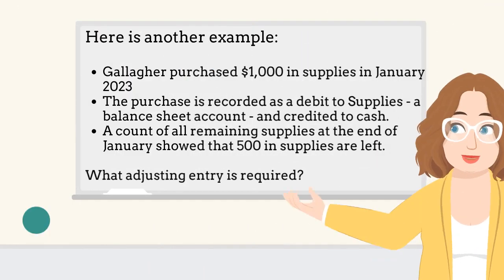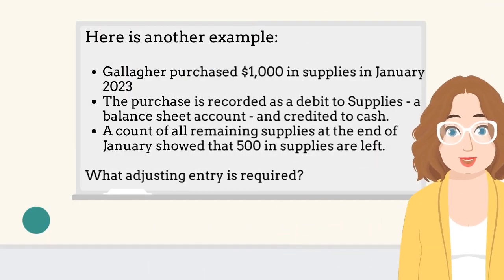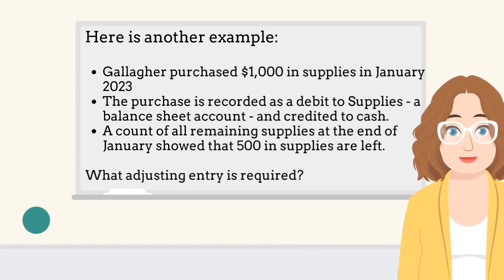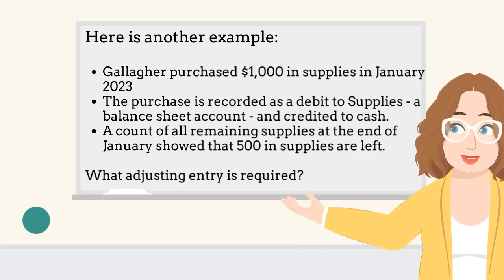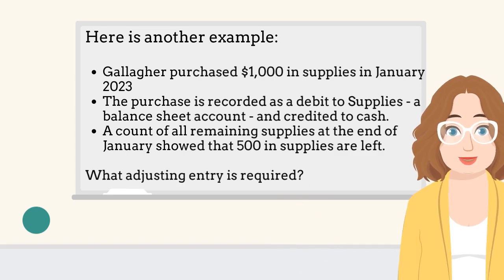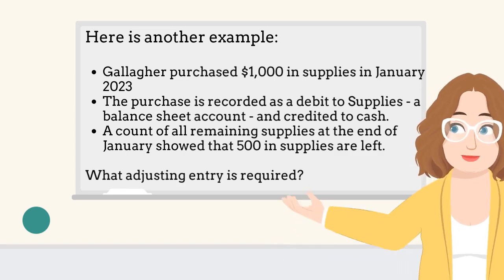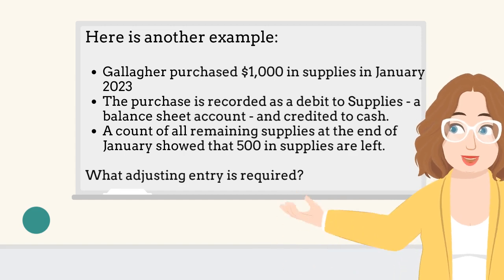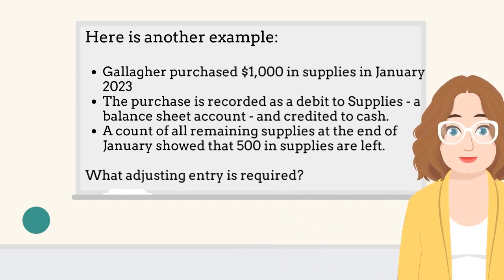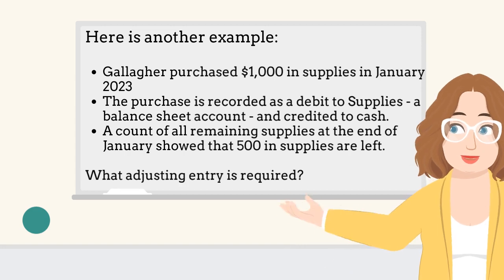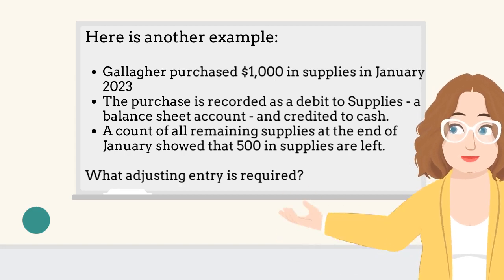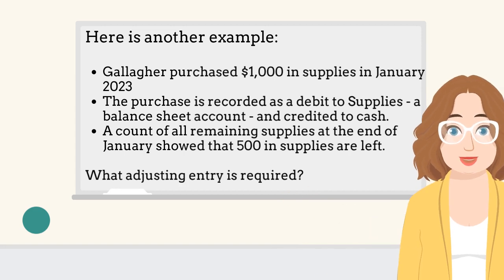Here is another example. Gallagher purchased $1,000 in supplies in January 2023. The purchase is recorded as a debit to supplies, a balance sheet account, and credited to cash. A count of all remaining supplies at the end of January shows that $500 in supplies are left. In other words, $500 in supplies were used up and now are considered an expense. What adjusting entry is required?